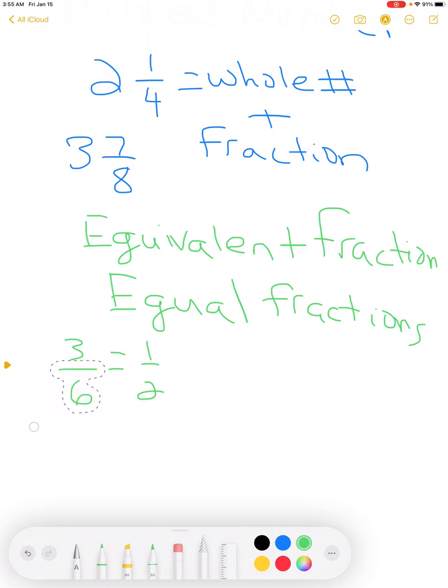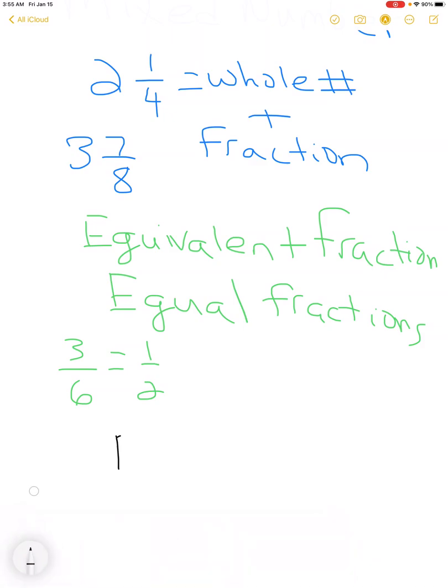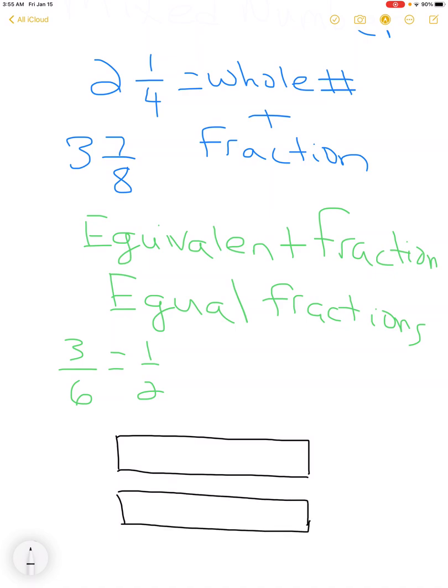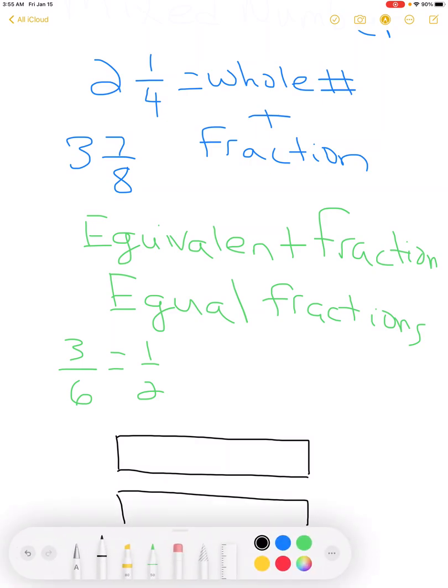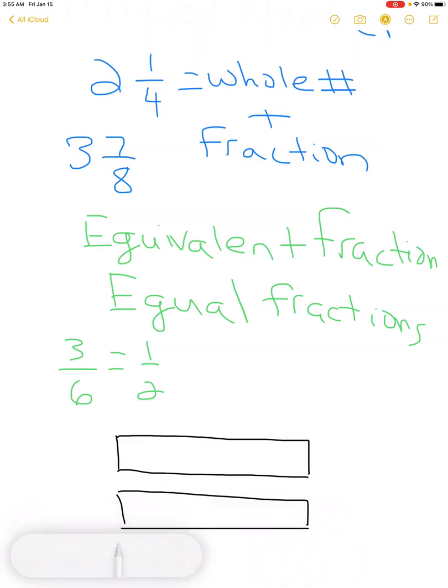Here we go. So let's draw two representations, one for 3/6 and a representation model for the fraction 1/2, okay? So I want you to draw two rectangles on your paper. Try to make them the same size. Now let's represent 3/6. This really means that I have 6 pieces that make up the whole shape because our denominator is 6.